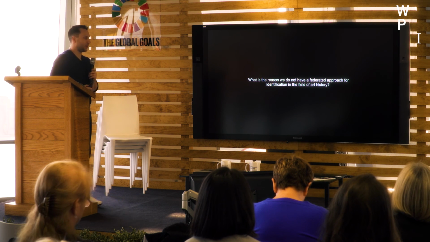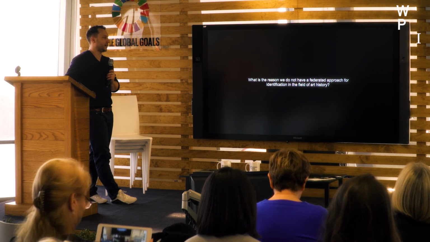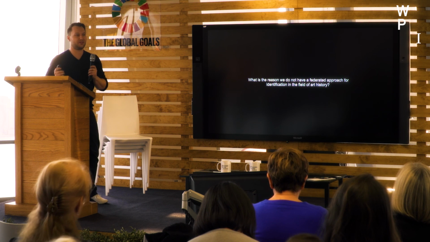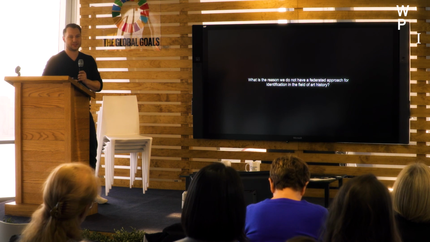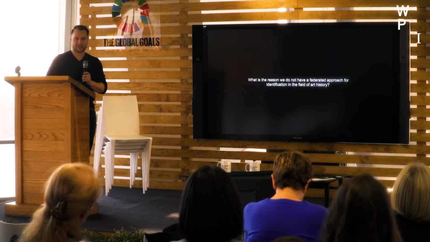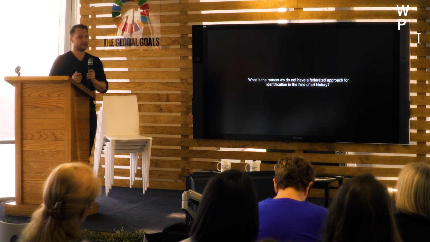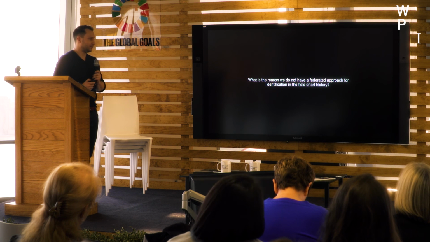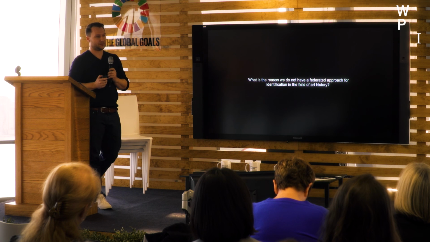So my question would be, what is the reason why we do not have a federated approach to the identification in the field of art history? So it seems like a lot of people have the same idea that identification is good, it creates precision, it reduces redundancy, and it increases the accuracy of our information. But somehow it seems like we cannot agree that one thing is enough. So there are many options that we have, and that makes it complicated for everyone. So that's maybe a question for the discussion afterwards. Why isn't that possible?